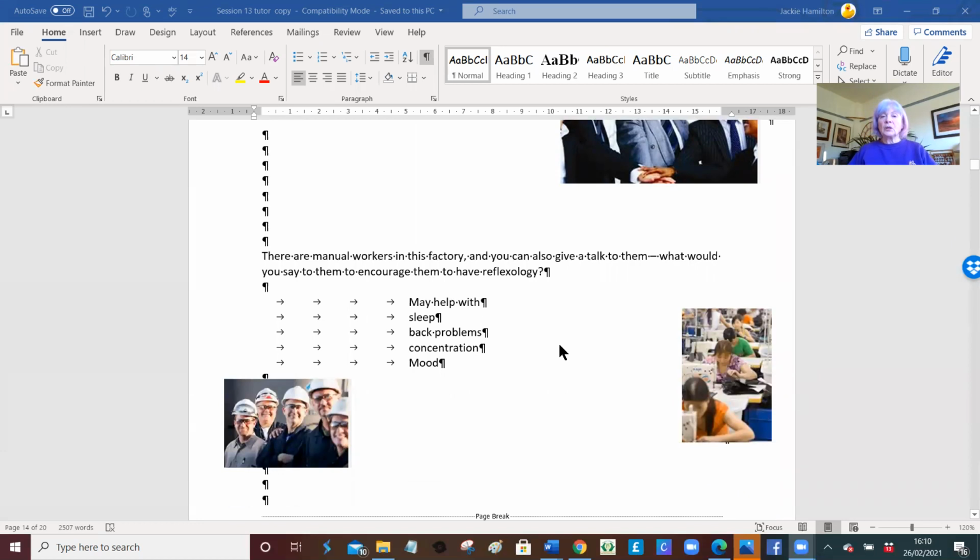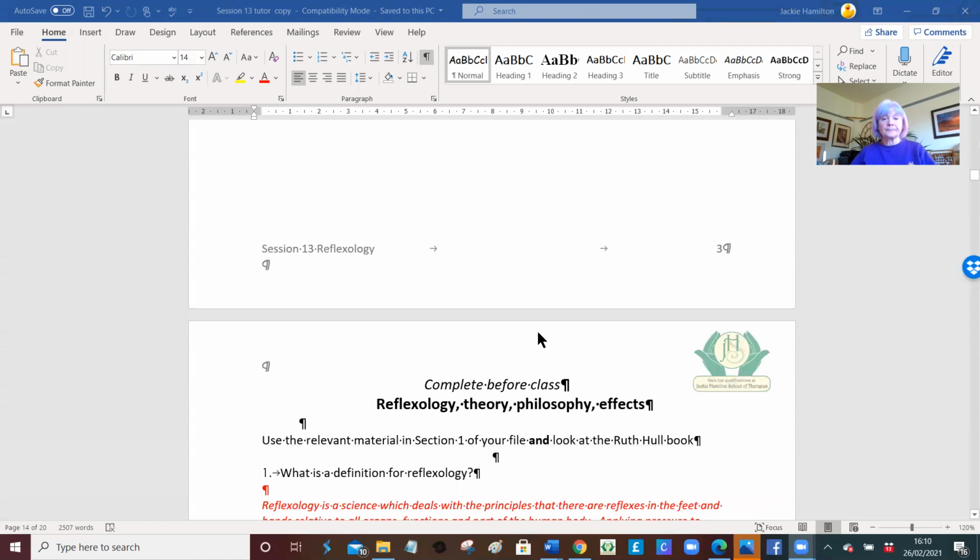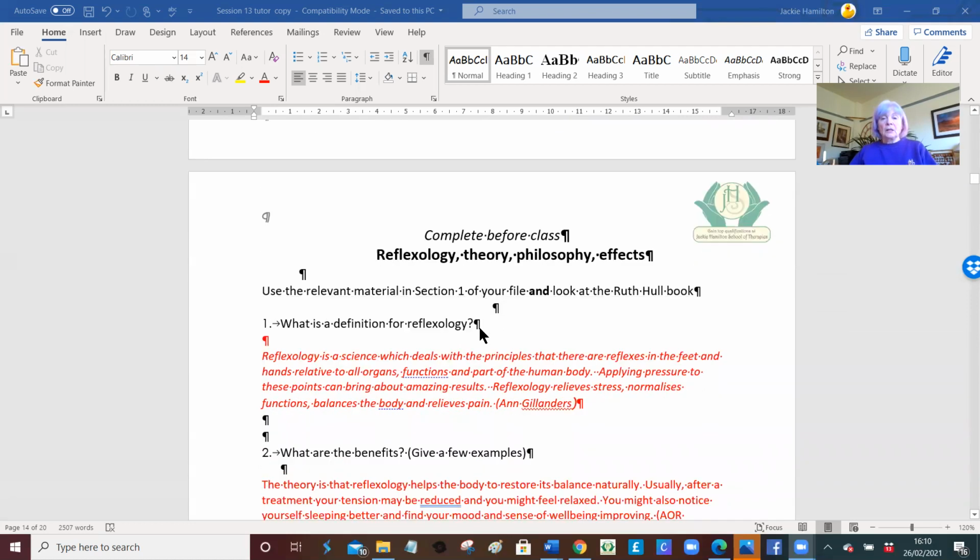So then you've got manual workers in the factory, and so what would you say to them to encourage them to have reflexology? So you could say it may help with sleep, could help with back problems, it may help with concentration, and it may help with mood. So you can't make any promises, but this is the sort of thing that you know from experience it has helped with your clients, and who knows, it could help them.